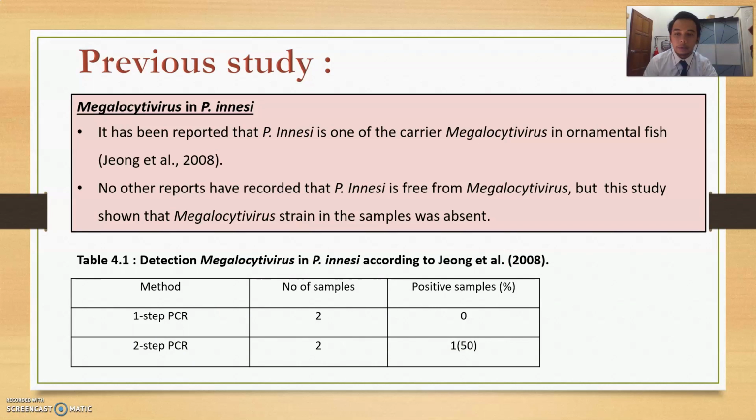This is a previous study. Previous study of Megalocytivirus in Paracheirodon innesi. It has been reported that Paracheirodon innesi is one of the carriers of Megalocytivirus in ornamental fish, reported by Jung et al. 2008. As you can see from table 4.1, it is the detection of Megalocytivirus in Paracheirodon according to Jung et al. 2008.